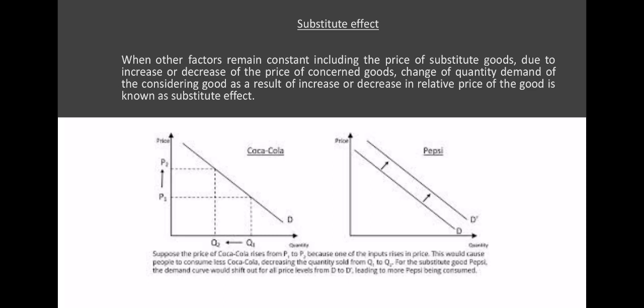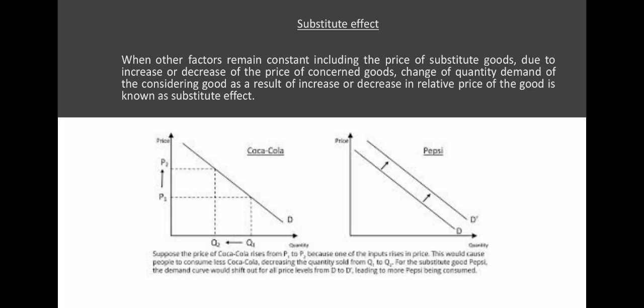Now the price of Pepsi will remain constant, due to increase or decrease of the price of the concerned good. That means when the price of Coca-Cola increased from P1 to P2, the change of quantity demanded of the considered good as a result of increase or decrease in relative price of the good is known as substitute effect. Now we increased our price from P1 to P2, while Pepsi, which is the substitute good, kept the price constant. So if their price was also P1, but now their price is still P1 when we increase it up to P2, Pepsi becomes relatively cheaper than Coca-Cola.